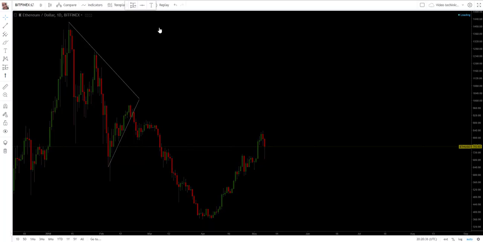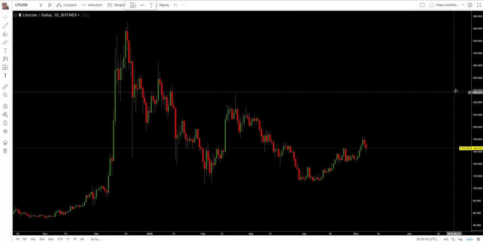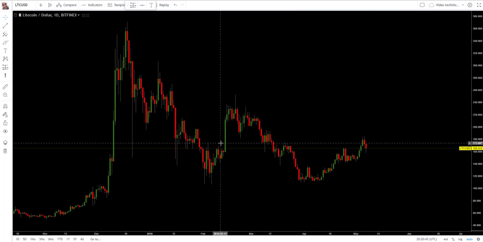Okay, now that I have Bitfinex, I have my naked chart, the naked chart where you only have your candles and without any drawing. So we're going to start to add some drawings and indicators to make the technical analysis.